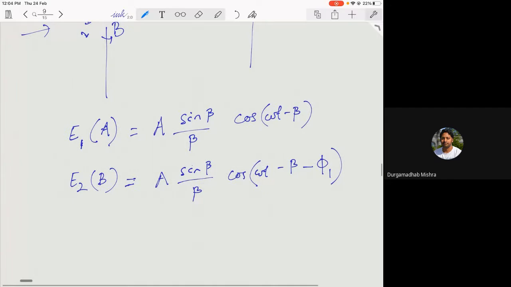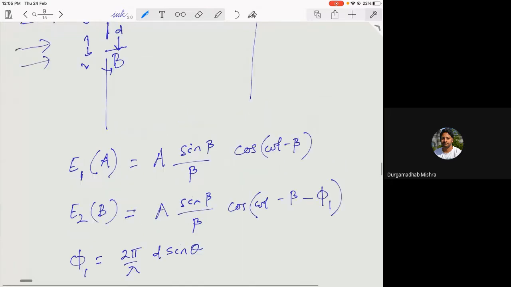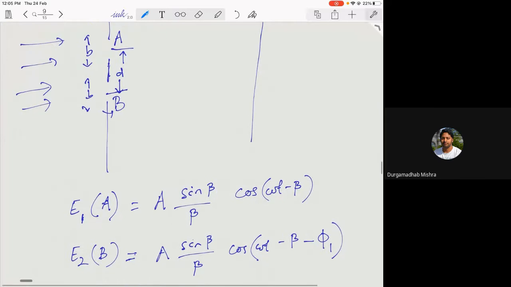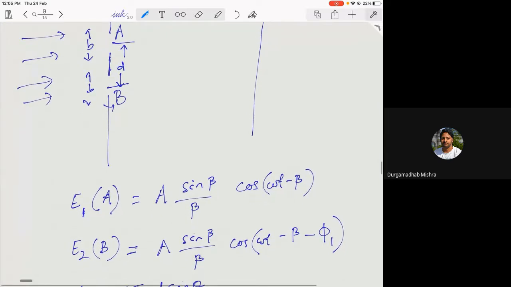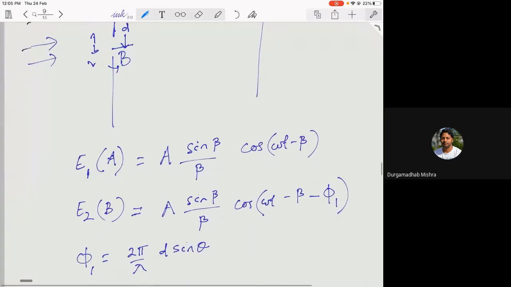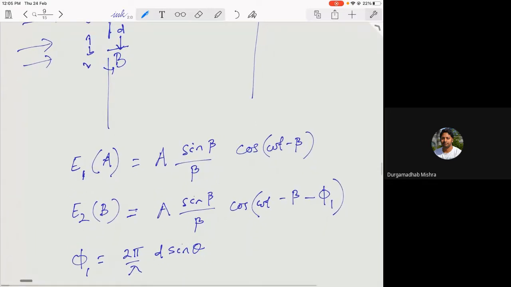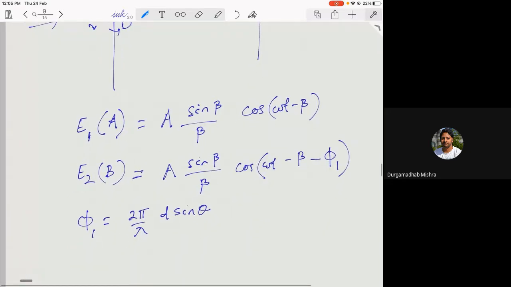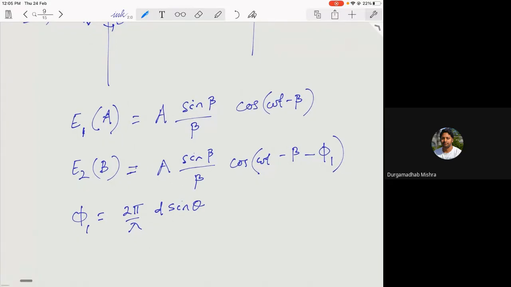And what is that phase difference? Phase difference will be again similar to what we saw in the diffraction case, 2 pi by lambda d sine theta. That is the phase difference between a source. So any point on slit A will have a phase difference of 2 pi by lambda d sine theta with respect to any point in slit B.